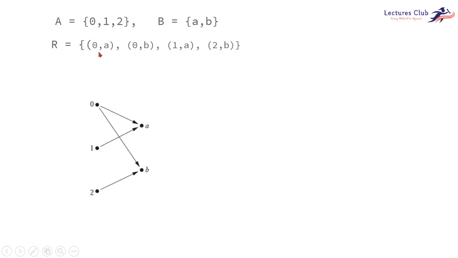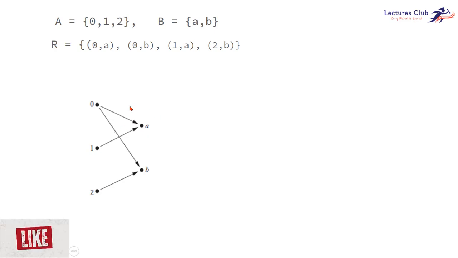Here, there is a relation between 0 and a. We are drawing an arrow from 0 to a. Similarly, there is a relation between 0 and b, so we will draw an arrow from 0 to b. There is a relation between 1 and a. Here we are drawing the arrow from 1 to a. So this is a graphical representation of R.